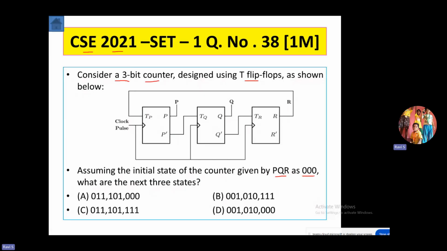PQR as 000. If we observe this diagram, the first flip-flop has the output P, the second flip-flop output is named Q, and the third flip-flop output is R. So these PQR outputs have the initial values of 000. Now the question is, what are the next 3 states?